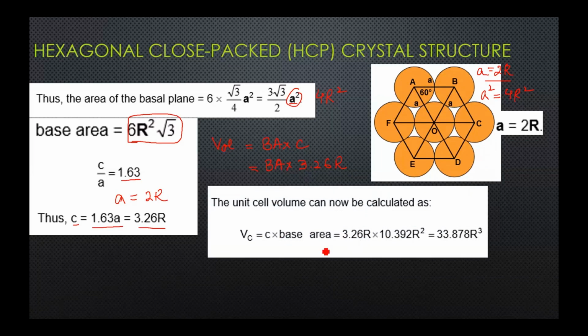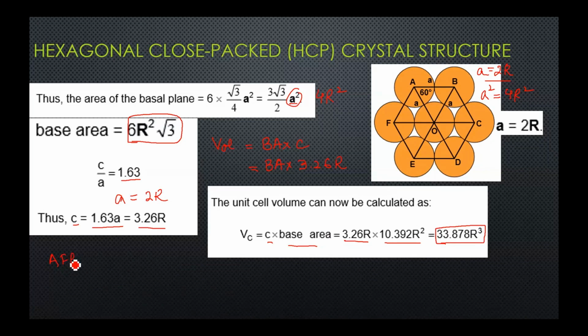So c is replaced by 3.26 r and the basal area 6 under root 3 comes out to be 10.392 r square, which makes up the total volume of the unit cell as 33.878 r cube. Clear enough?